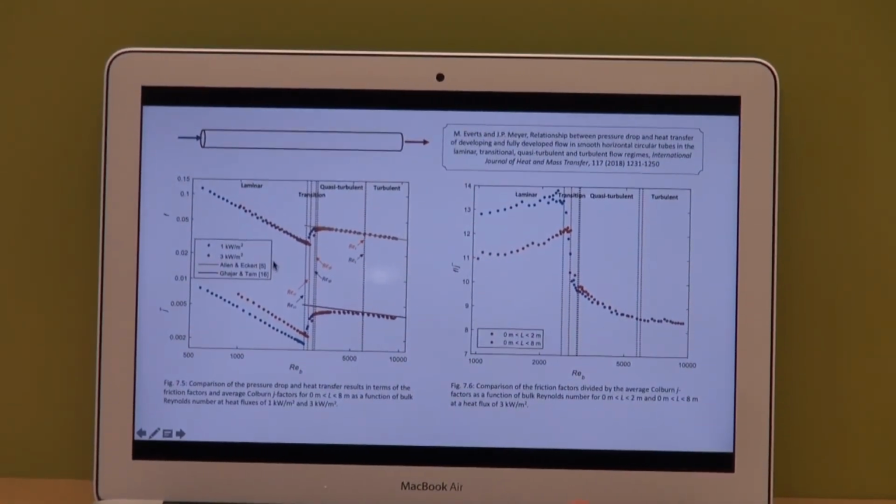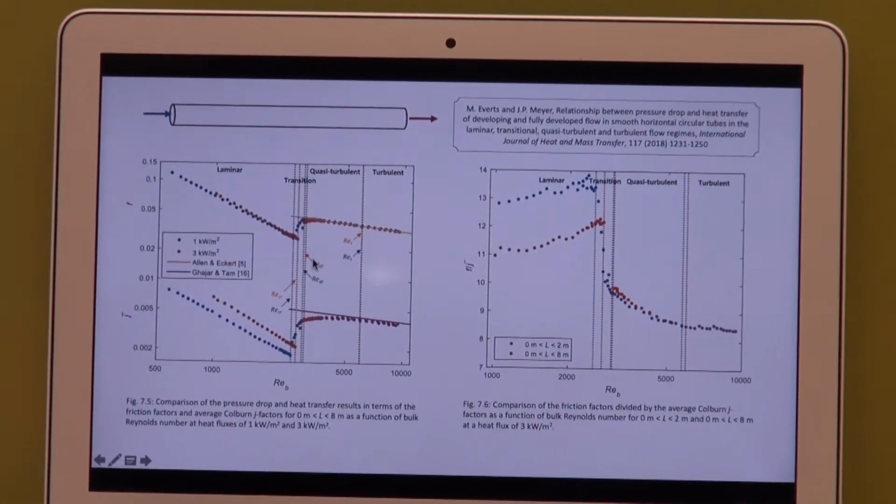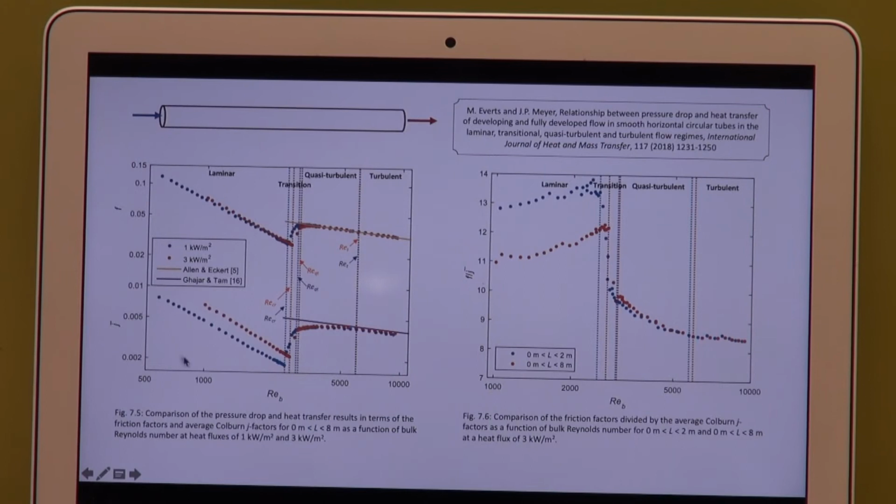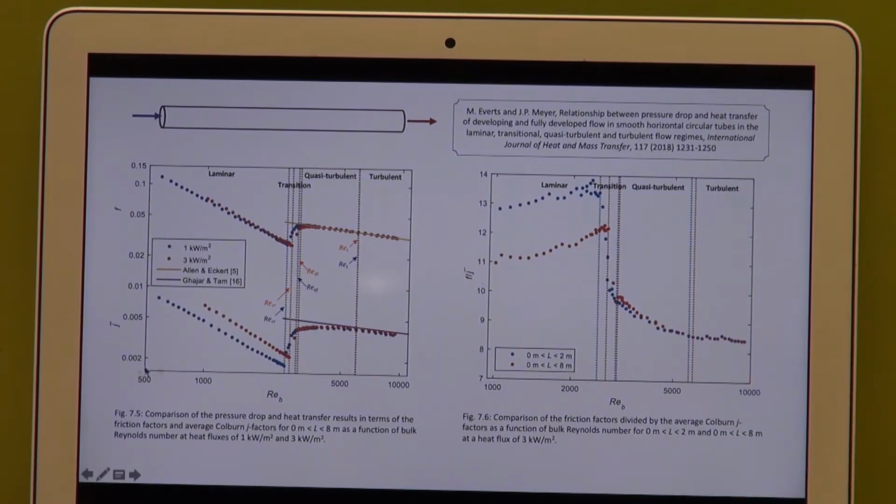So you can see how similar they behave in the laminar flow regime in this area, and in the turbulent flow regime, and even in the transitional flow regime. Do you see it? You will, however, see that there are two lines here. What's the reason for that? That is because of buoyancy effects. I'm going to discuss that later.